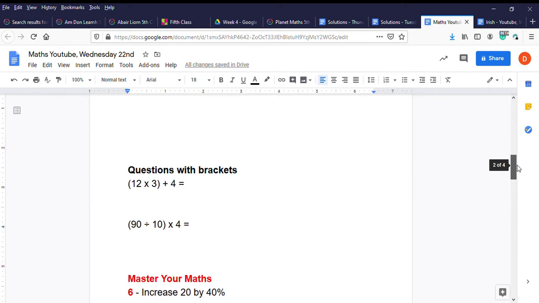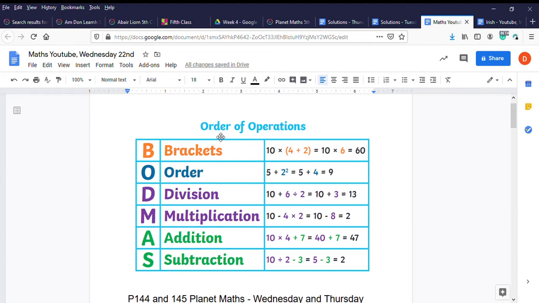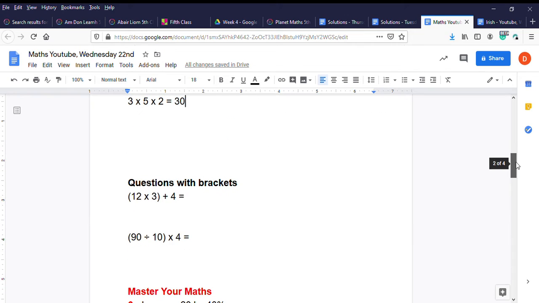Now questions with brackets. Let's go back to what I've posted here and the order of operations. If you see numbers inside brackets, you have to solve what's in the brackets first. So these questions here, 12 by 3 plus 4. 12 by 3 is inside the brackets, so we have to solve that first, and then we complete the sum. So 12 by 3 is 36, plus 4 is 40.